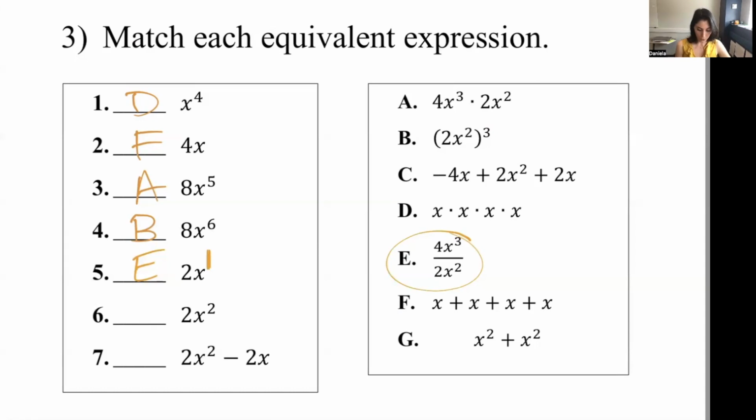Number 6, 2 times x squared, that is going to be g. So those are what's called like terms when you have the same base and the same exponents. So what happens when you have one of something and you're adding the same something?